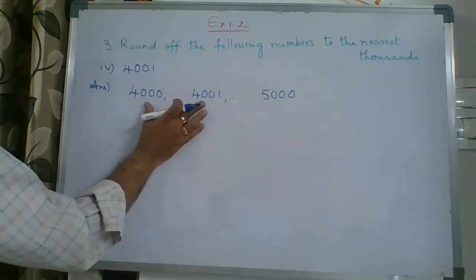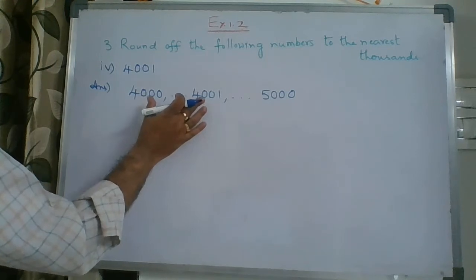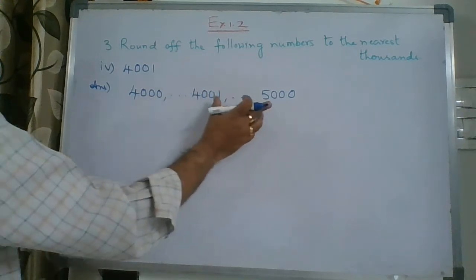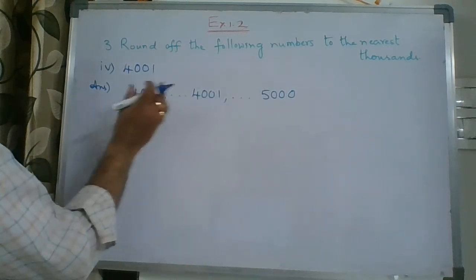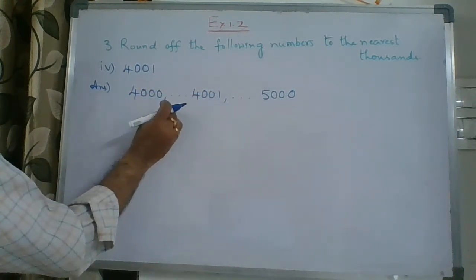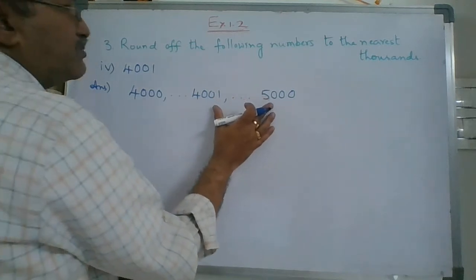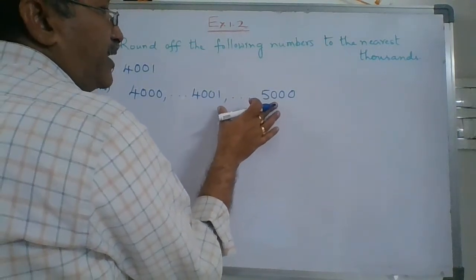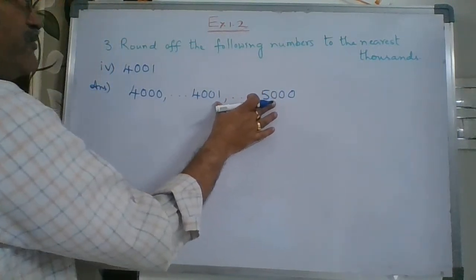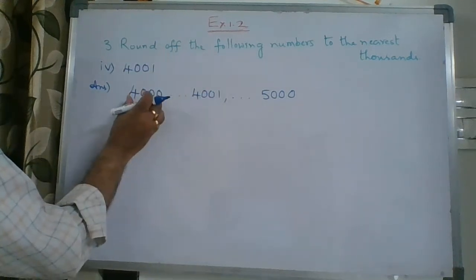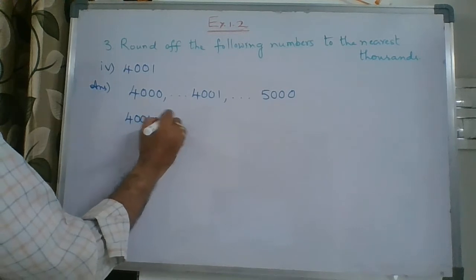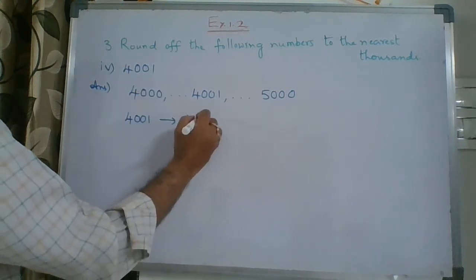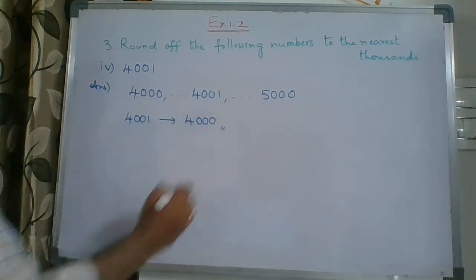Now tell me which is nearer, 4000 or 5000, to 4001. The difference between 4001 and 4000 is only just 1. And what about this one? It is 999. It's very far away from 5000. Therefore, this is very near to 4000. Therefore, 4001 is rounded to 4000 only. Understood?